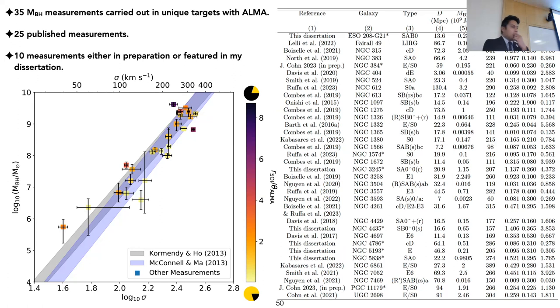And when I look at this, I find this amusing, because when people ask me, what is your research about? What do you actually do? I jokingly tell them I make a bunch of measurements that end up becoming dots on a plot. So these are all the dots on a plot for the other black hole mass measurements made with ALMA. And these are mine.